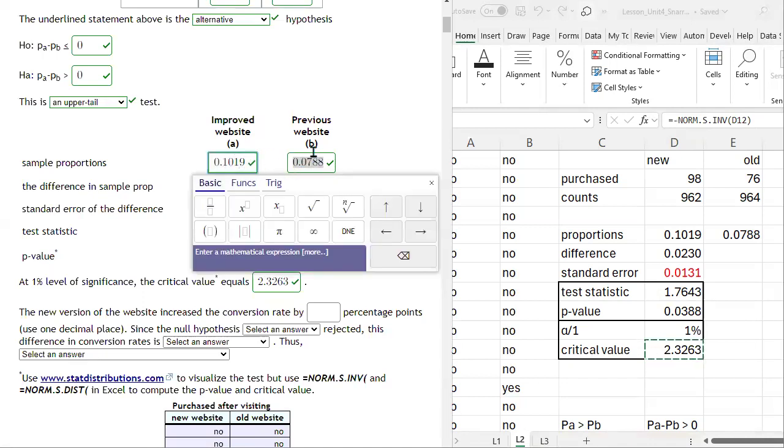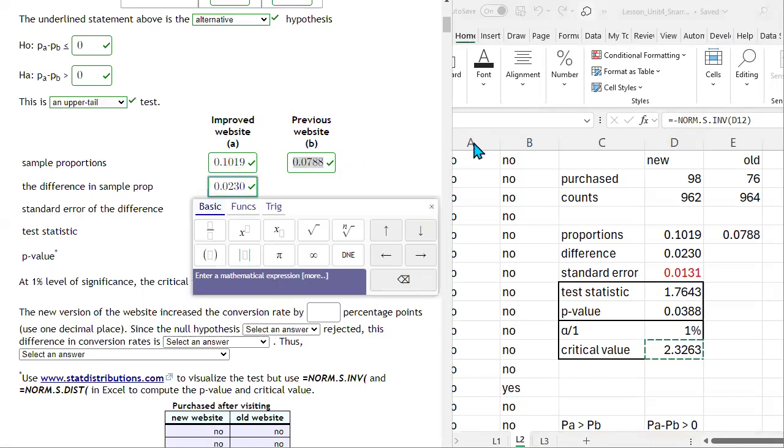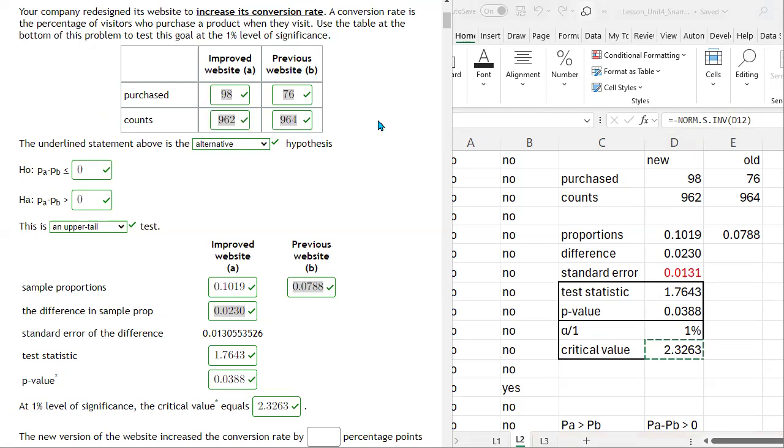Notice that the conversion rate of the improved website is greater than the previous website. This difference, which is the point estimate of the difference, the probability of it being equal to 0 is 0. Why? The proportion purchased on the improved website could be less or more than the proportion of purchases on the old website. There's going to be a difference. But what we want to know is, is that difference significant? And our significance level is 1%.